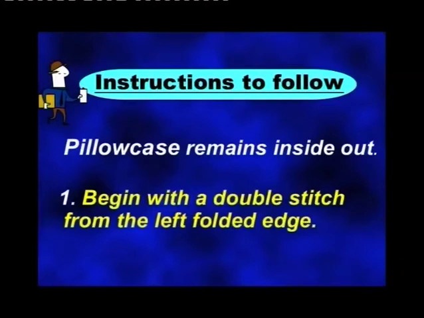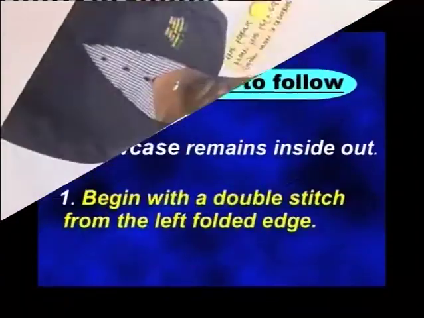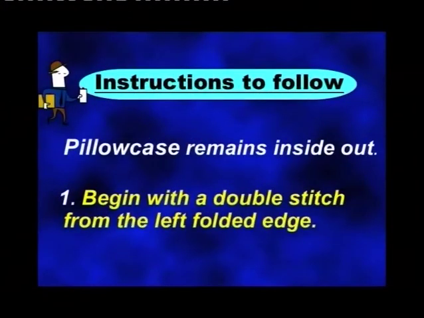Pillowcase remains inside out. Which means your pillowcase must be inside out. If you have already turned your pillowcase the right way, I'd like you to turn it inside out. Now, what does the first step tell us to do in blanket stitching? Begin with the double stitch from the left folded edge. Okay, begin with a double stitch from the left folded edge.